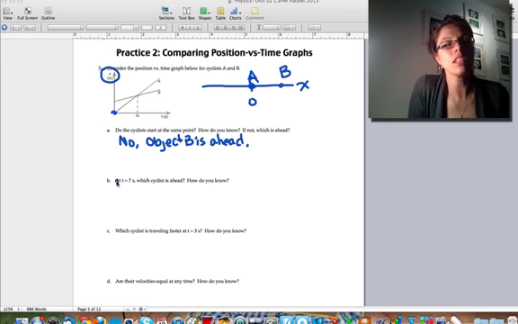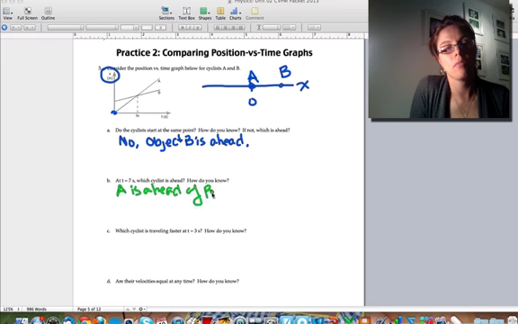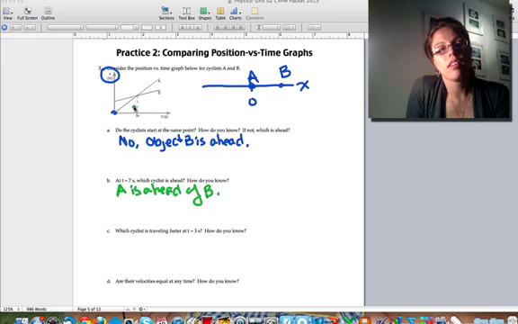Okay, so at t equals 7 seconds, which cyclist is ahead? So we could look at this and we say, okay, 7 seconds is after 5, so it's somewhere over here. We look up here, and now A is higher than B, so A is ahead of B. So at 7 seconds, A is ahead of B.